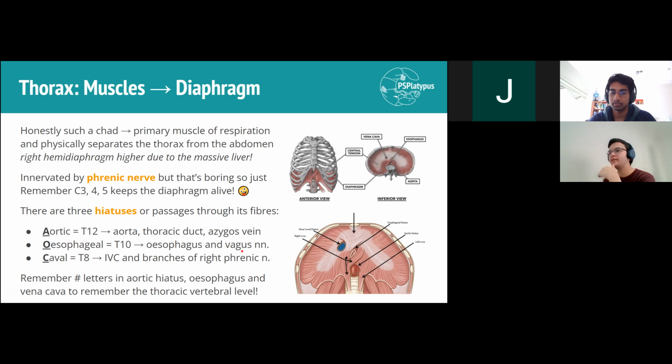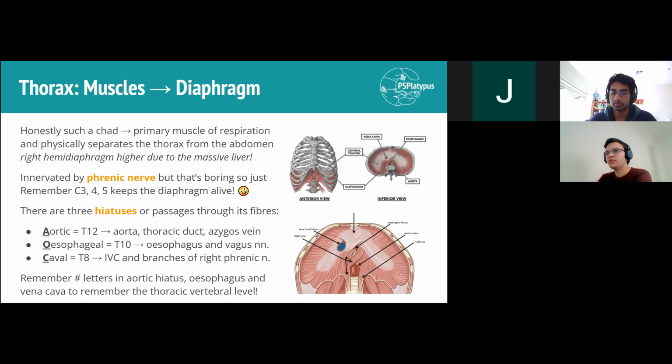And the way you can remember that is because the vagus nerve, actually, this might be a little bit new given you haven't done abdomen, but just remember the vagus nerve provides some parasympathetic innervation to the esophagus. So if you know that, I guess it might help to just remember that they go together. And then the caval hiatus, it's named so because it contains the inferior vena cava. It's at T8, so it's the highest one. And it has branches of the right phrenic nerve.